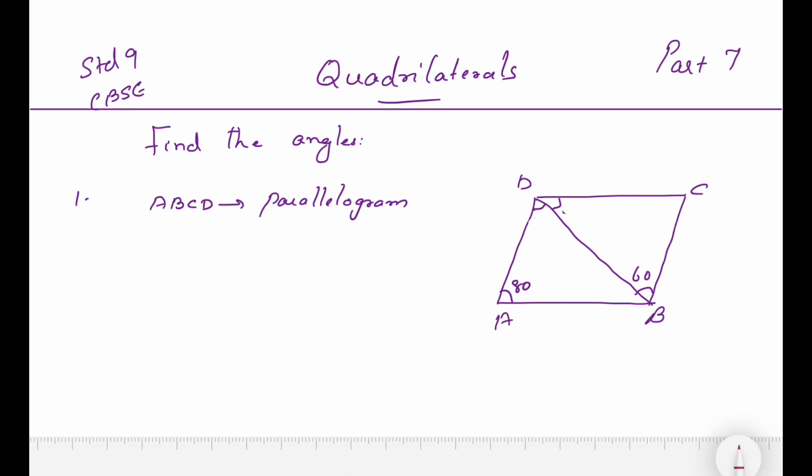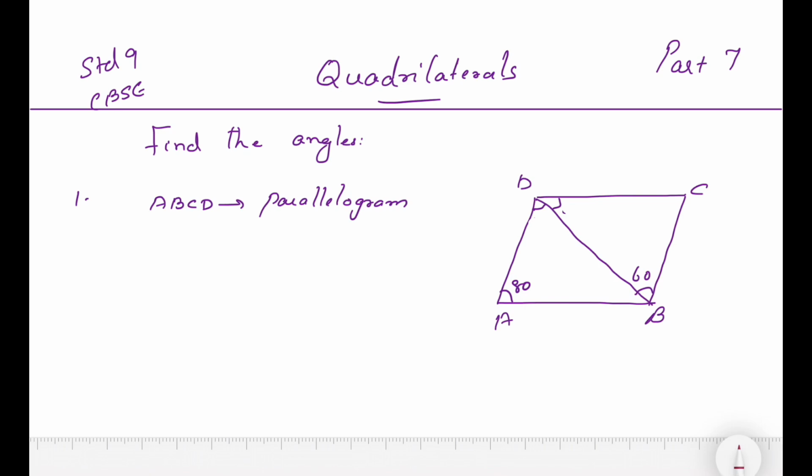The chapter is, we are continuing with the quadrilaterals for standard 9. So we have been doing all the proofs of the various properties of the quadrilaterals. Now in this part we are going to use those properties and find the values of the angles.